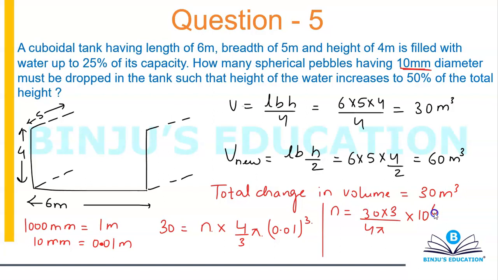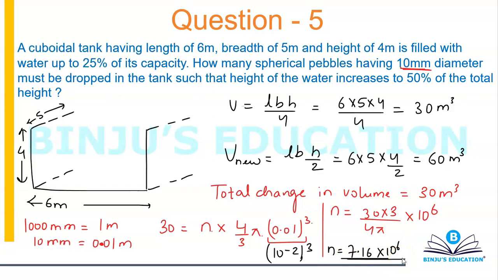How did I get 10 to the power 6? This is 0.01 to the power 3, it's like 10 to the power minus 2 whole cube, which is 10 to the power minus 6. So if it goes to the other side, it will be 10 to the power 6. Now we just need to solve this. 30 into 3 is 90. 90 divided by 4 is 22.5, which is again divided by pi. Let's take it to be approximately 3.14. So that will be 7.16 into 10 to the power 6 pebbles.